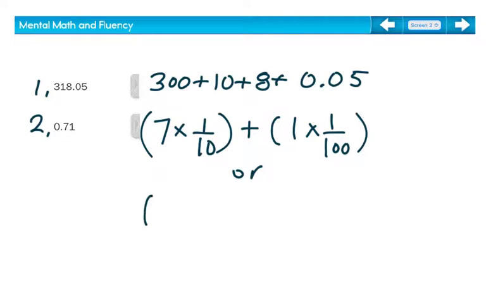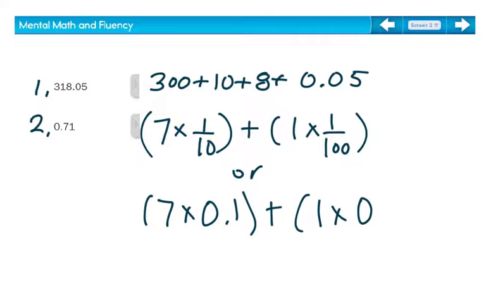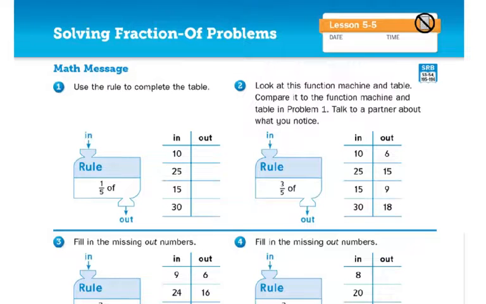Or you might see it more familiar. We've done more of this way: 7 times 1/10 plus 1 times 1/100th. Lots of different ways to write it. We're going to go ahead and move into our journal, page 167. We have been doing fraction of problems since Unit 4. But what we're going to do on this page is solve the fraction of problems.